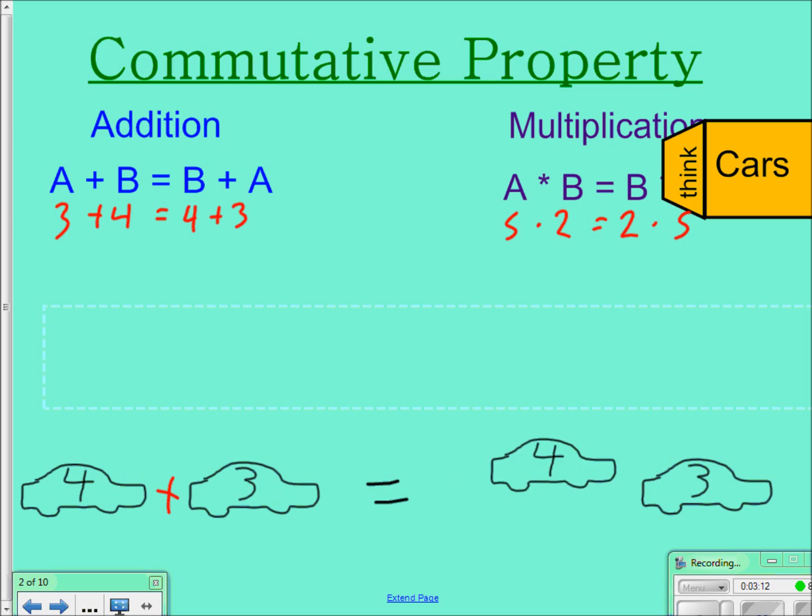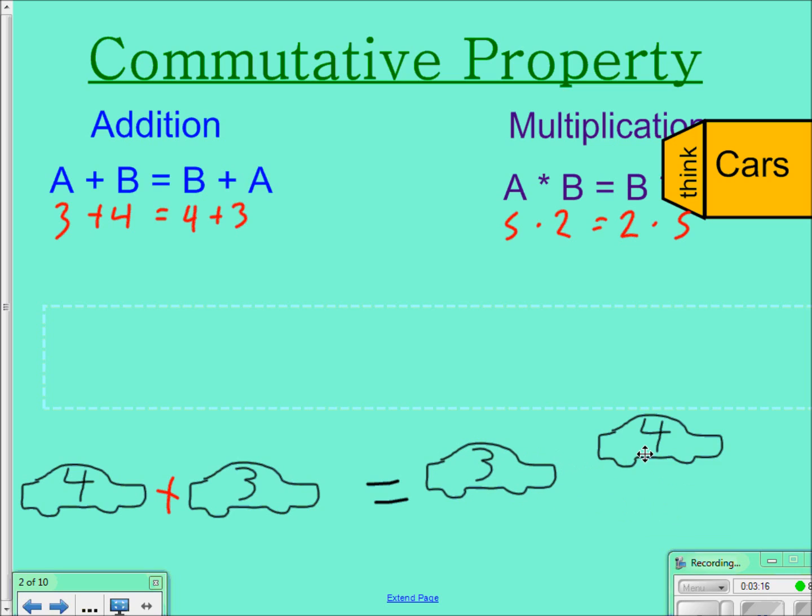Well, in the commutative property, this car can move ahead of the other car, and move that one back there. And you can see now I have 3 people, and I have 4 people. There's still 7 people. It's just the one car passed the other. It moved around. Well, the commutative property tells me I can move the numbers. I can switch where the numbers are at, and I still get the same answer. That is the commutative property.